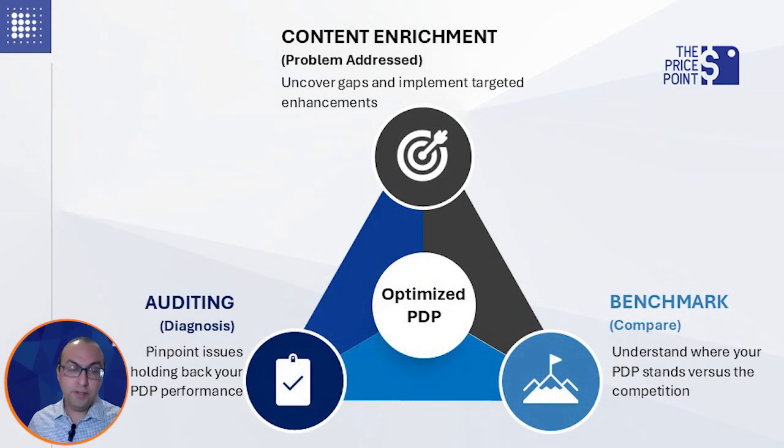So content optimization. It's all about maximizing your SEO and revenue through your PDP optimization. Now, there's a lot of different ways you can optimize your PDP, and we'll take it in a couple of different steps. The very first step is auditing. It's trying to pinpoint any issues that are holding back your PDP performance.